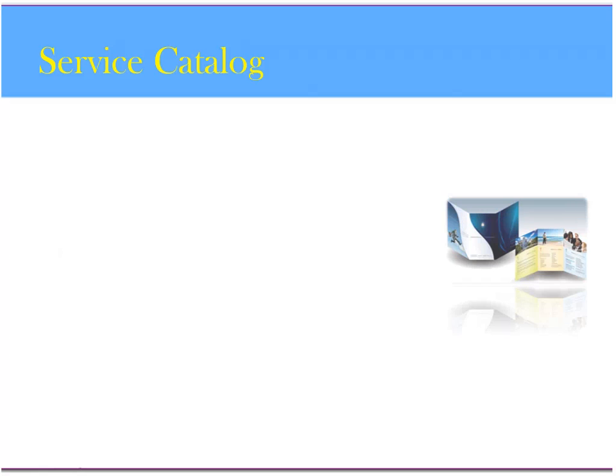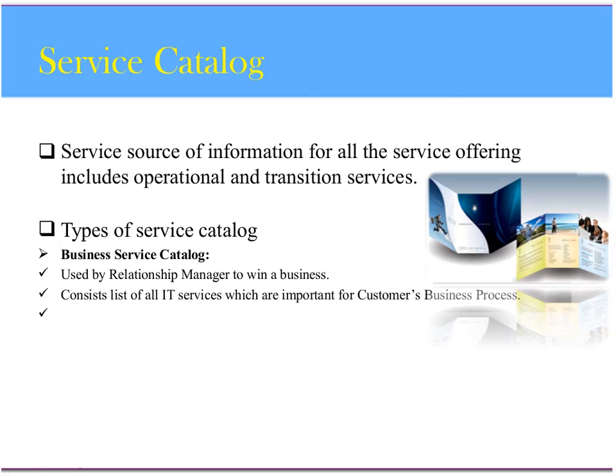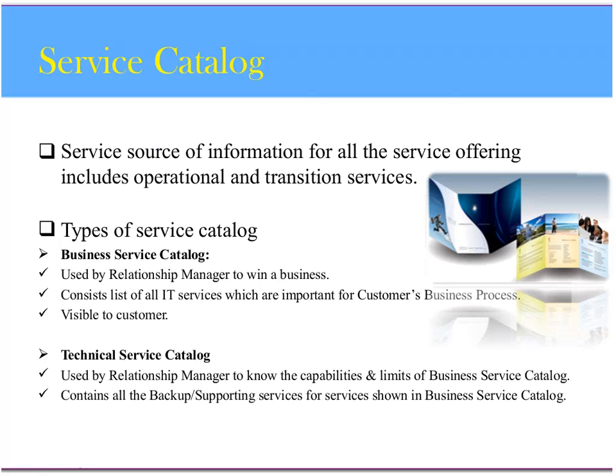Next, the first thing to understand in depth is what the service catalog is. Service catalog is what? Here are the pictures. For example, to understand in an easy way, if you go into any restaurant or any hotel, you have to see what is in this hotel, what the specialties are. So we see the menu card. In simple language, taking the example of a hotel or restaurant menu card, the service catalog is the source of information for all the service offerings, including operational and transition services.